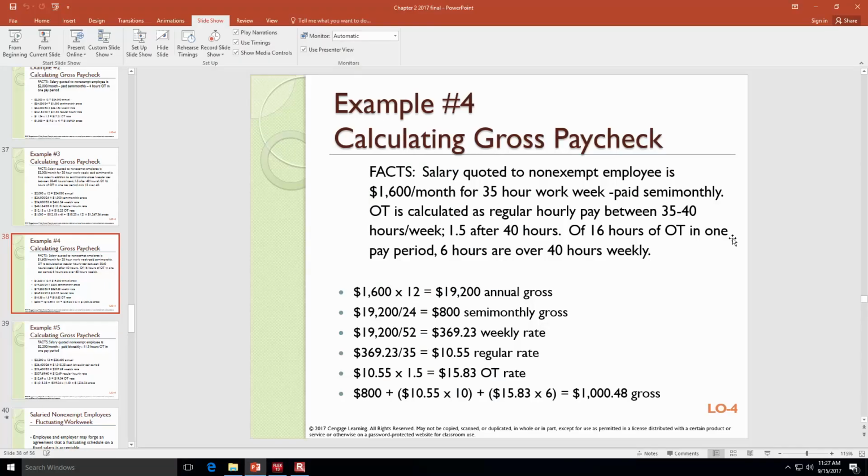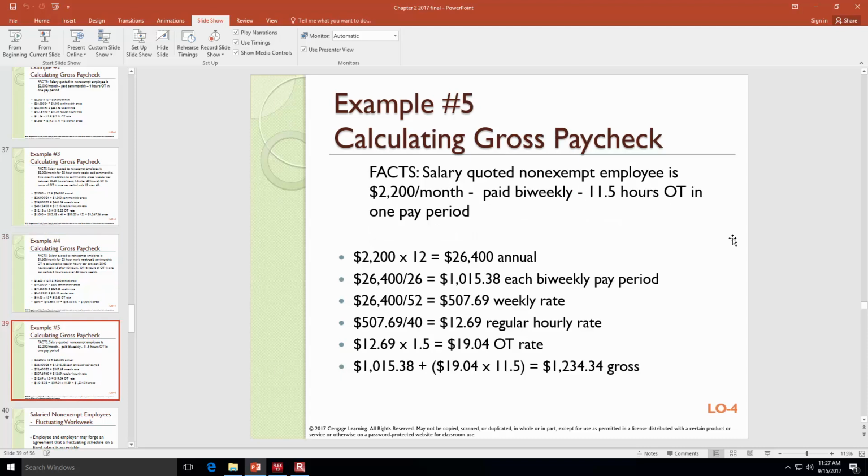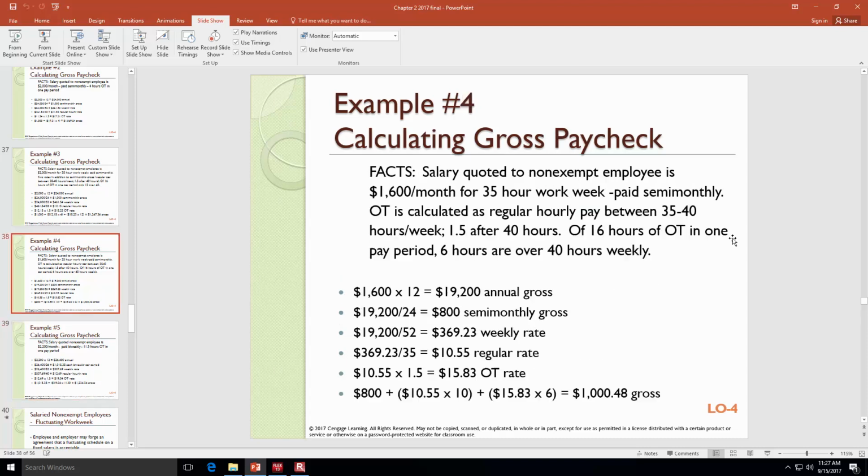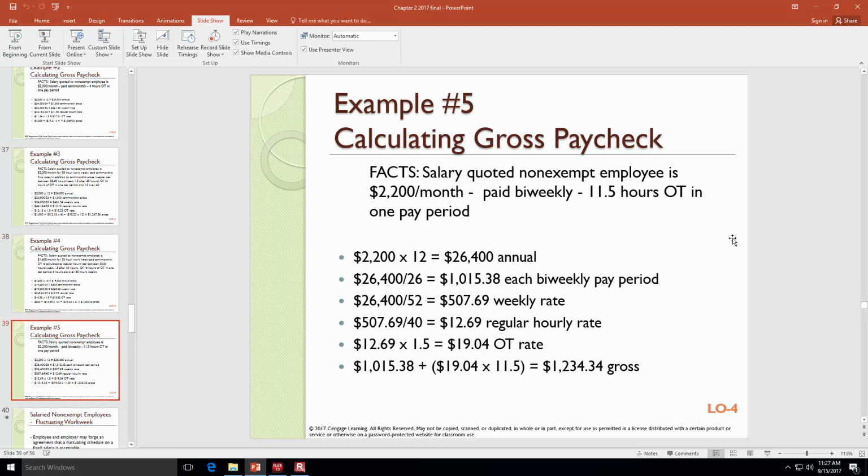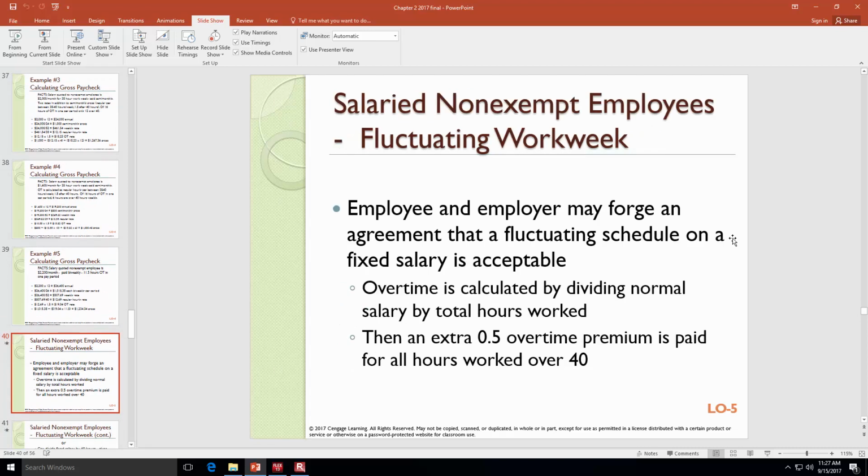So example 4 is what we just did. Example 3 and 4 are what we just did. All right, let's try, and then this one is just a regular one.